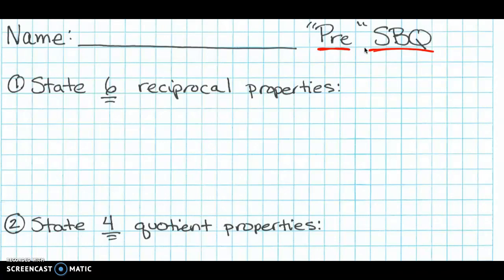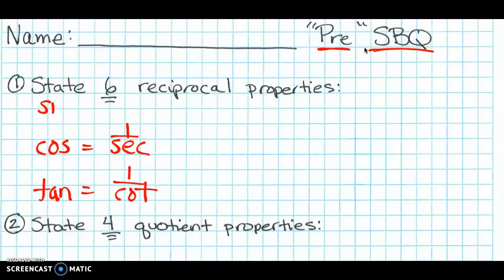State 6 reciprocal properties. Remember, we're not going to remember all of them. We're going to get our anchor points. I know my anchor points are cosecant, secant, and cotangent. One over, and I'm missing one then, so I'm missing sine equals 1 over cosecant. And the key in those relationships is that if you start with the letter S, your other part is a C.